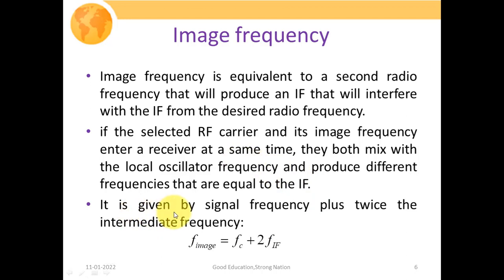The image frequency is given by the signal frequency plus twice the intermediate frequency. That is, image frequency equals FC plus twice IF, where FC is the carrier frequency and IF is the intermediate frequency.